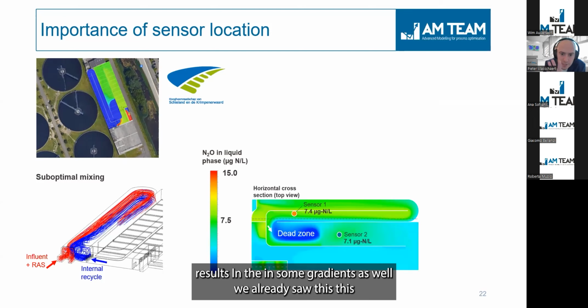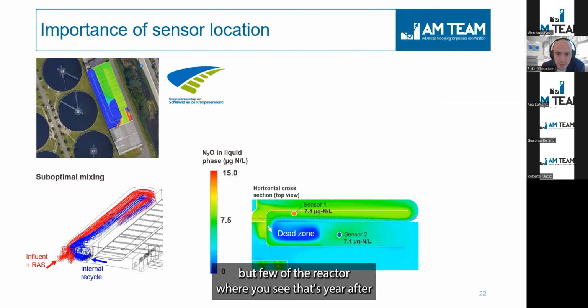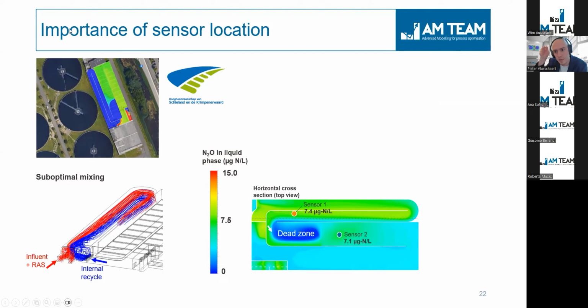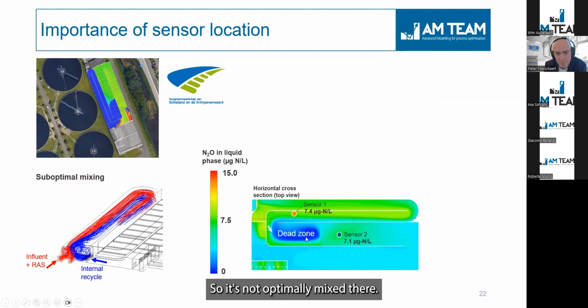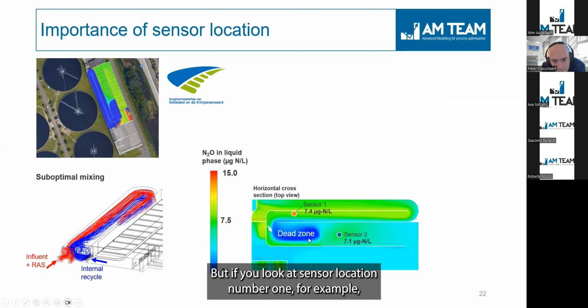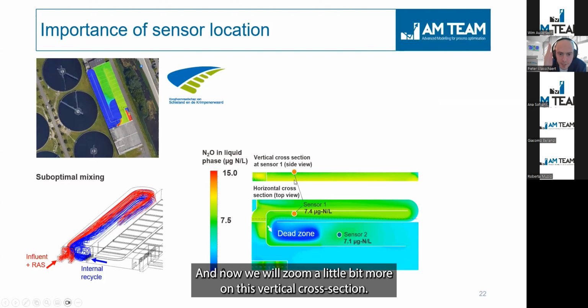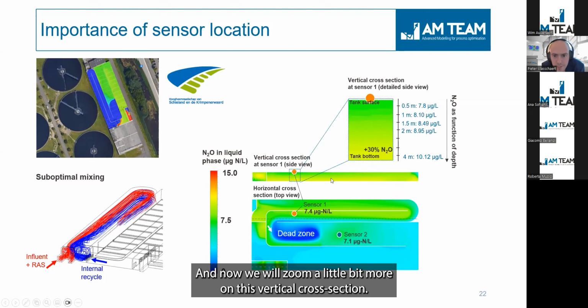We already saw this top view of the reactor, where you see that right at the end of the anoxic zone, you see a dead zone with low N2O concentrations. So it's not optimally mixed there. But if you look at sensor location number 1, for example, there is really a sensor measuring over there. We also took a vertical cross section over there. And now we will zoom a little bit more on this vertical cross section.